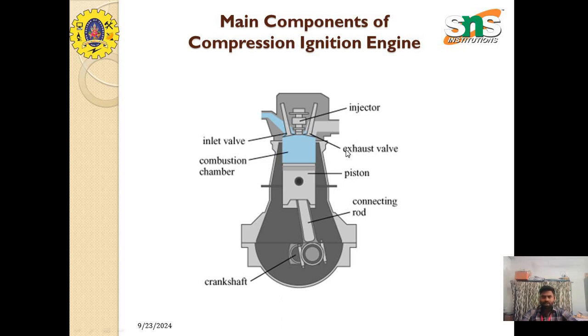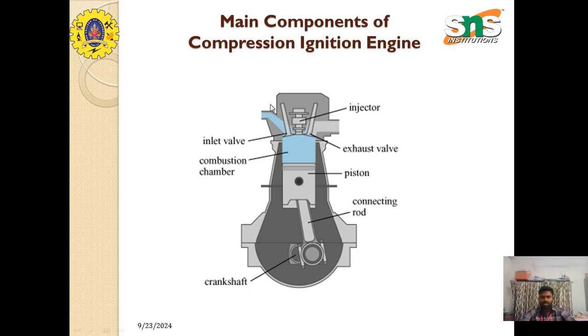The inlet valve and the exhaust valve are used for the intake or suction stroke and the exhaust stroke. Once the intake stroke starts, the inlet valve opens so that air is supplied into the combustion chamber. Similarly, during the exhaust stroke, the exhaust valve opens so that the exhaust gas is released to the atmosphere or to the exhaust manifold. The combustion chamber includes the piston, and in it the combustion process or ignition of the fuel takes place.